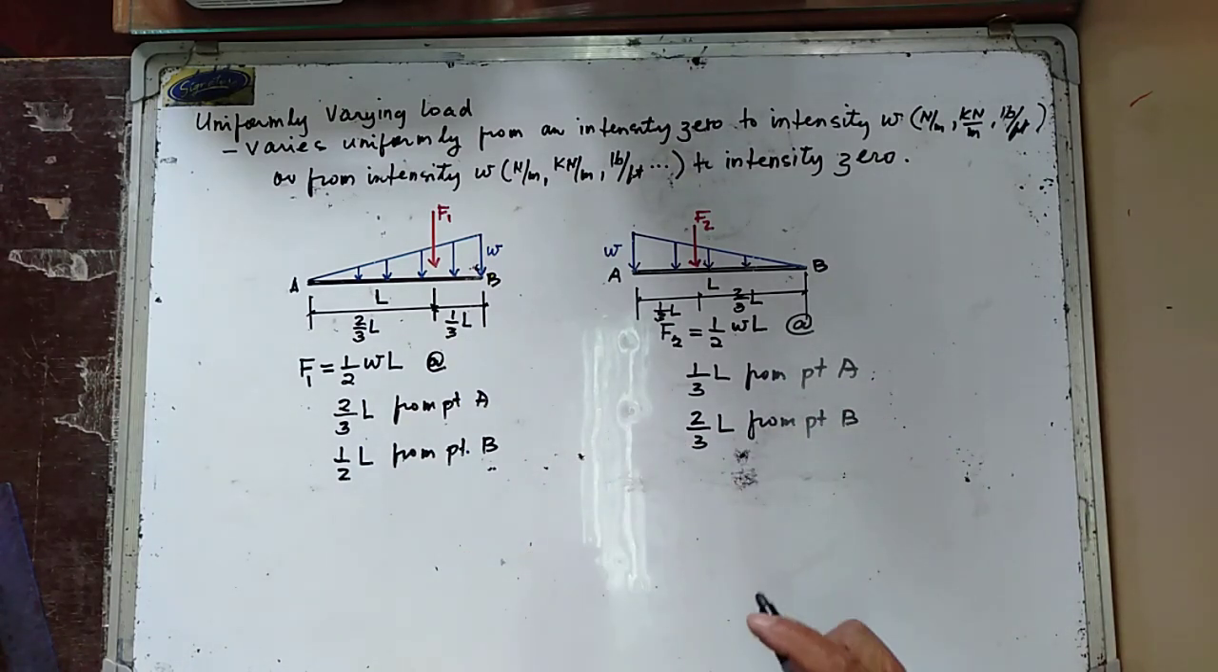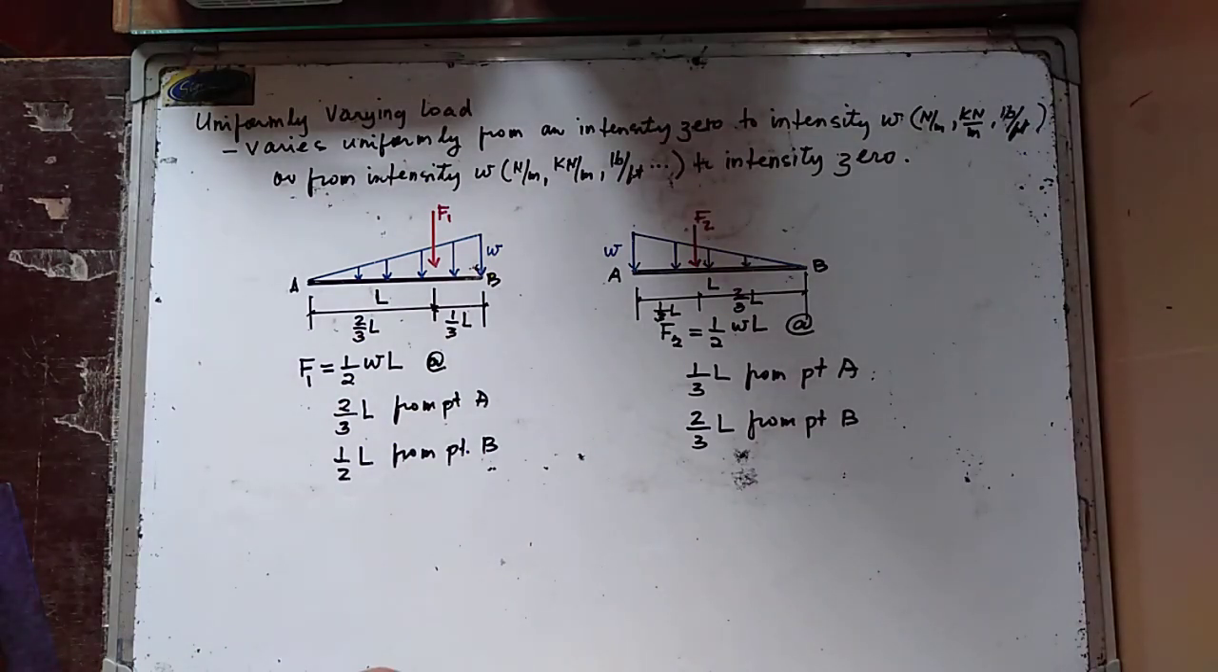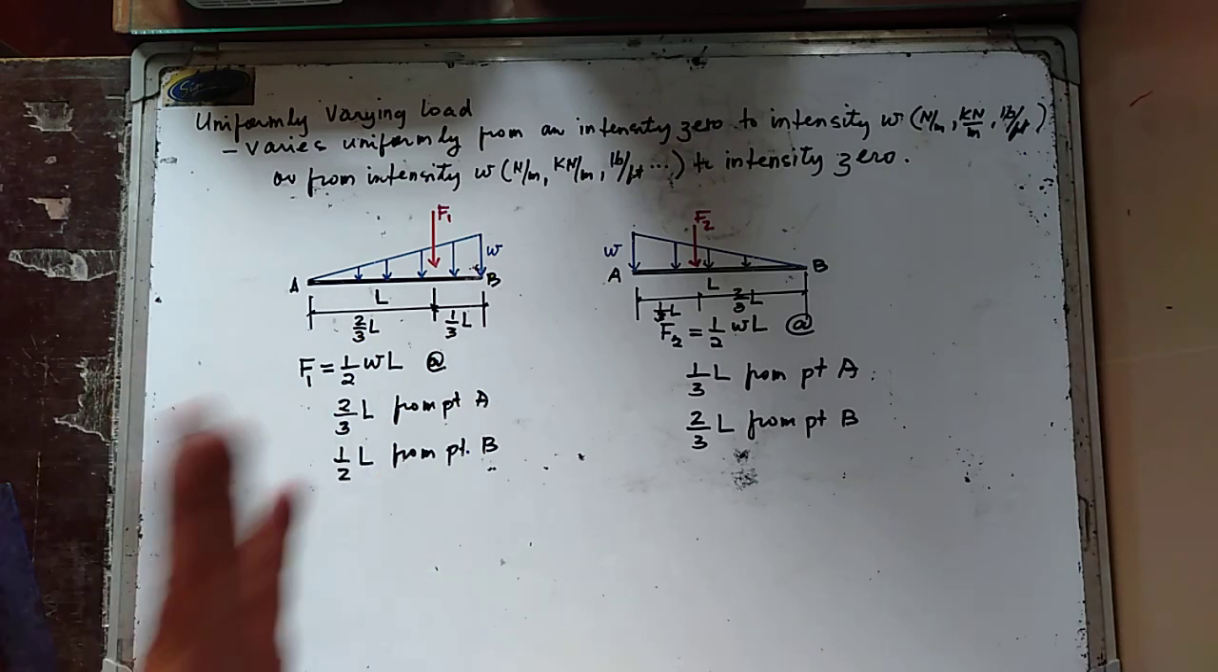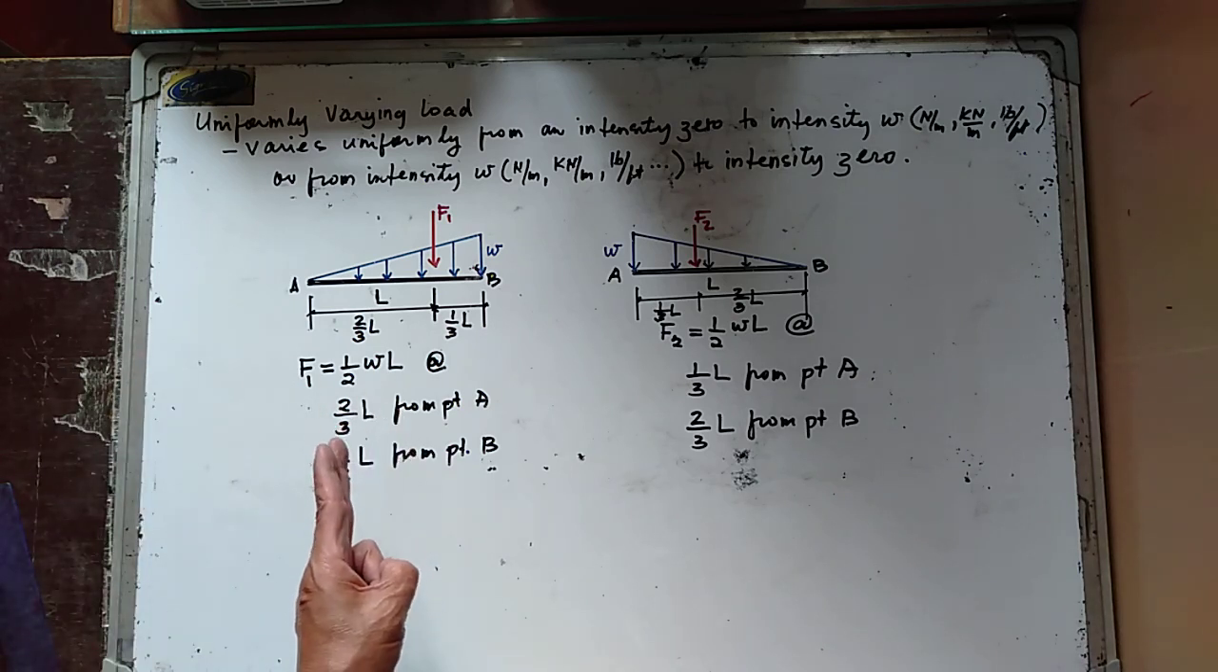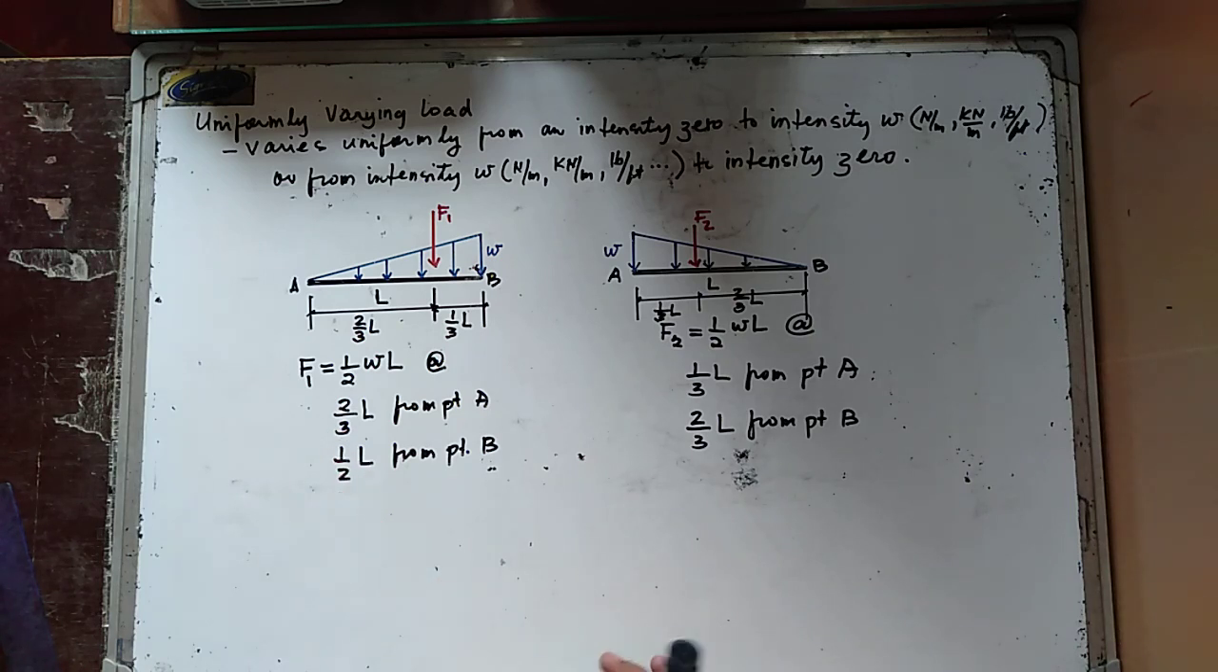Again, do not forget that the equivalent resultant force of a distributed load or distributed line load is equal to the area under the load diagram. And this equivalent resultant force passes through the centroid of that area.